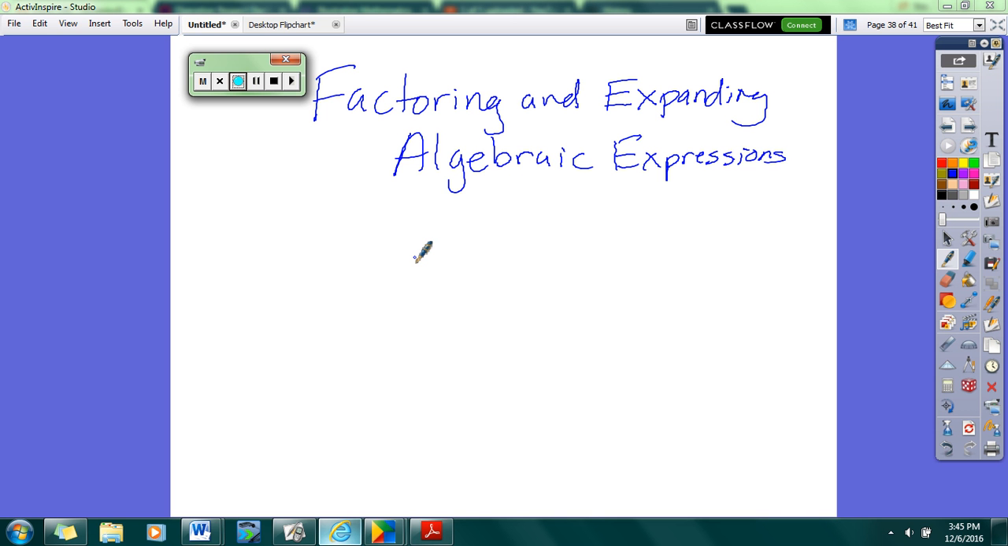Everybody, today we're going to be going over factoring and expanding algebraic expressions. And we actually kind of did a little bit of this earlier in the year. So some of this should actually be a review of the distributive property and the reverse of the distributive property.